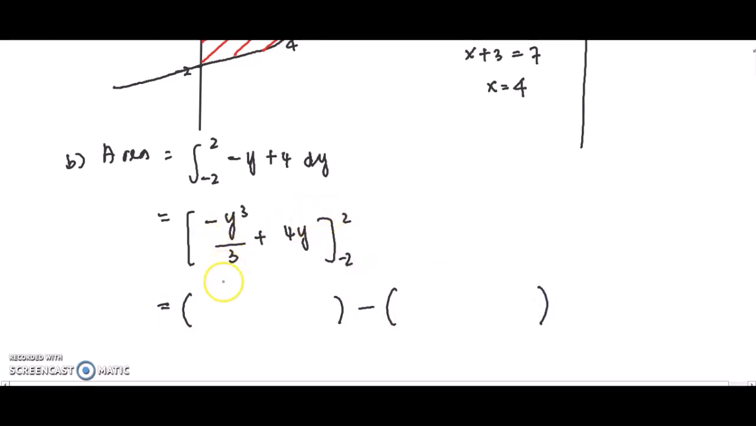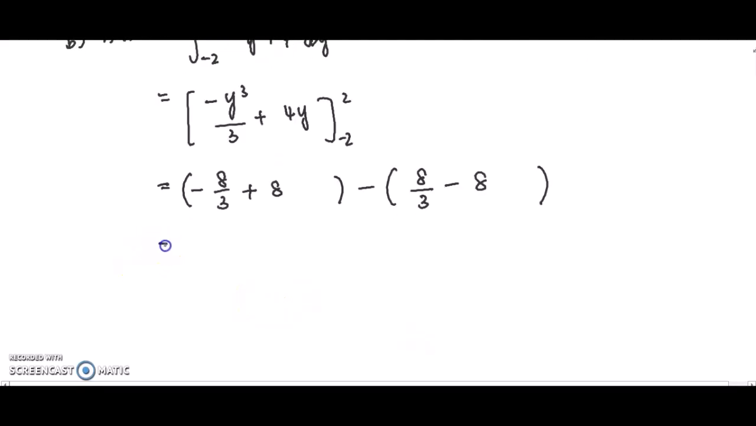And put in the upper limit, you got -8 over 3 for the first term. Put in the 2 inside here, you got +8. And then for the second bracket, we're going to substitute the lower limit. Lower limit you put inside, you have -8, right? -8 multiplied by negative, you got a +8 over 3 and -8. Okay, this is your 8 over 3. Alright, then have your calculator to calculate the final answer. So final answer, you have a 10 and 2 over 3 units square.